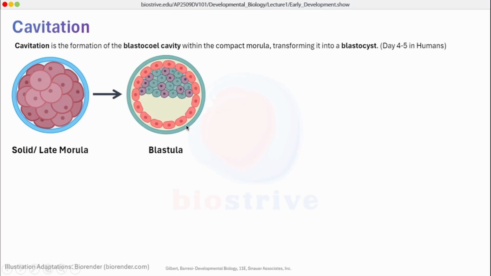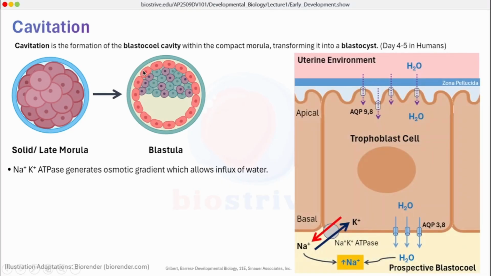Now, how this cavitation process takes place, we will see in this slide. So there are sodium potassium ATPases, or we can say sodium potassium pumps, present on these peripheral cells, on these trophectoderm or trophoblast cells. So let's have a look at this trophoblast cell. This is the apical surface, this is the zona pellucida, this layer, and we will be seeing one of these cells. This is the apical surface, this is the basal surface. On the basolateral surface there are sodium potassium ATPases.